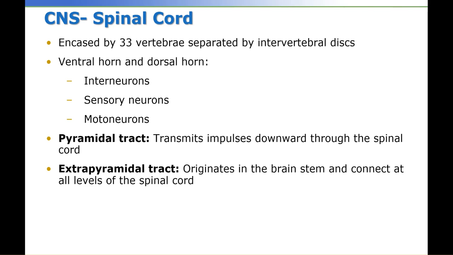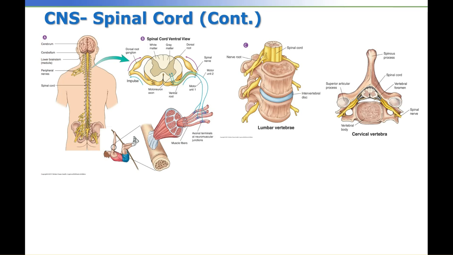Okay, and then you have the extrapyramidal tract, which the neurons originate in the primary upper motor cortex of the brain and connect all spinal levels. This is involuntary movements like posture, continual background level of neuromuscular tone. CNS, spinal cord, you have cerebrum, cerebellum. You have the spinal cord ventral view.